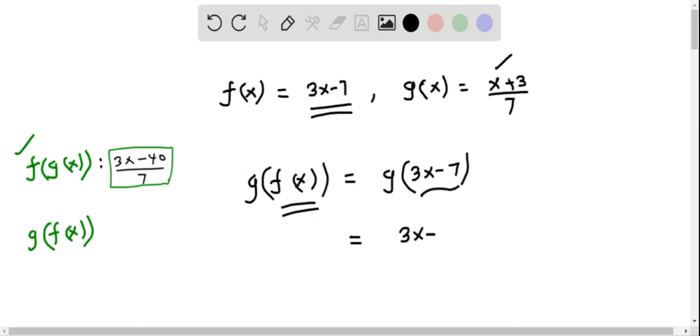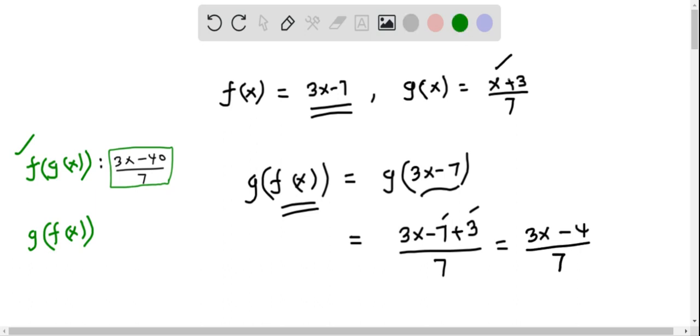So we get 3x minus 7 plus 3, and this is over 7. And so this gives 3x minus 7 plus 3 is 3x minus 4, and this is over 7. So this is g of f of x, that is 3x minus 4 over 7.